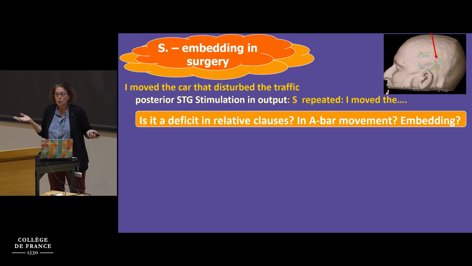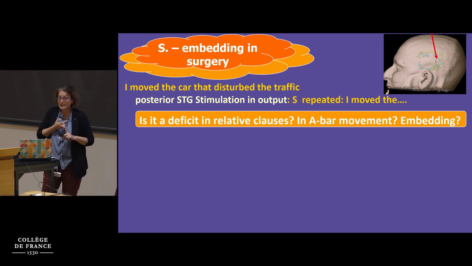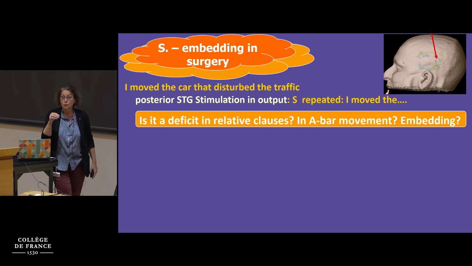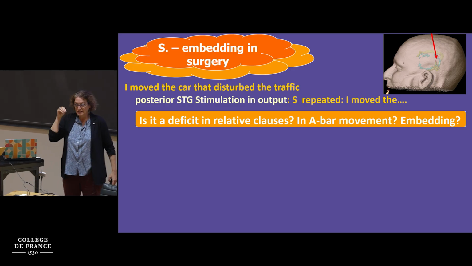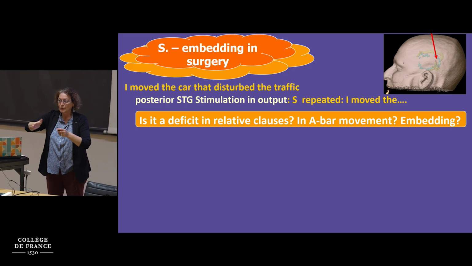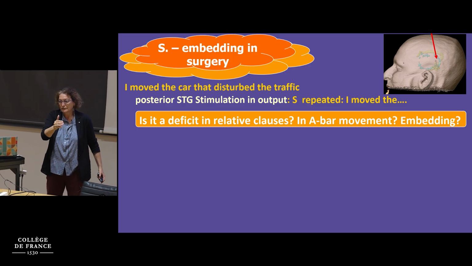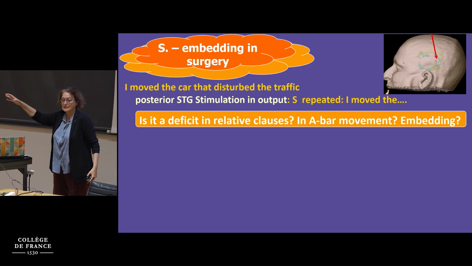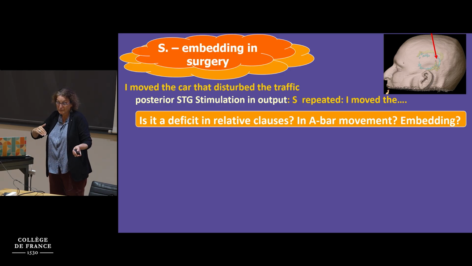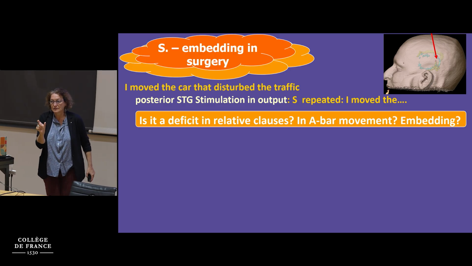Now, at this point, we don't know what the problem is, right? We don't know what this area does. We don't know if it's a problem in relative clauses, in general in A-bar movement, or whether it's a problem in embedding. So what I have to do when I see this in surgery is immediately think about another sentence that will help me understand what the deficit is. I can give him A-bar movement without intervention. I can give him a sentence with embedding without movement. But I have to think on my feet to know exactly what to give him in this moment.